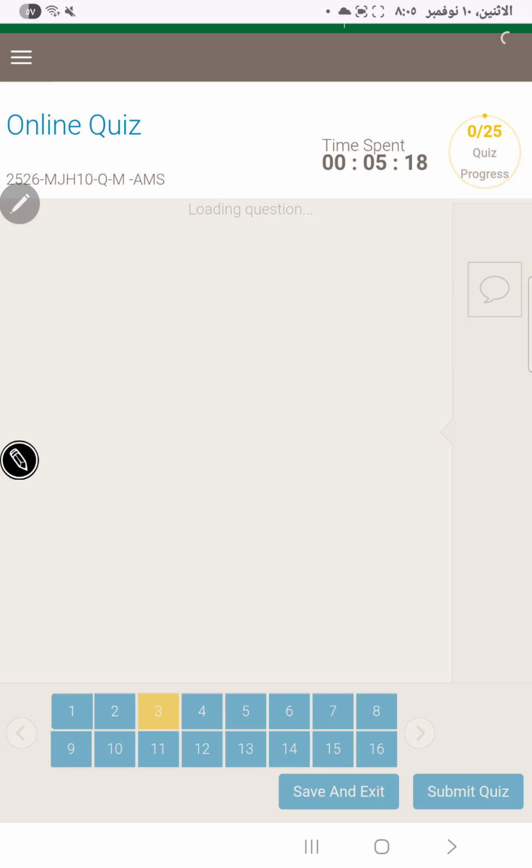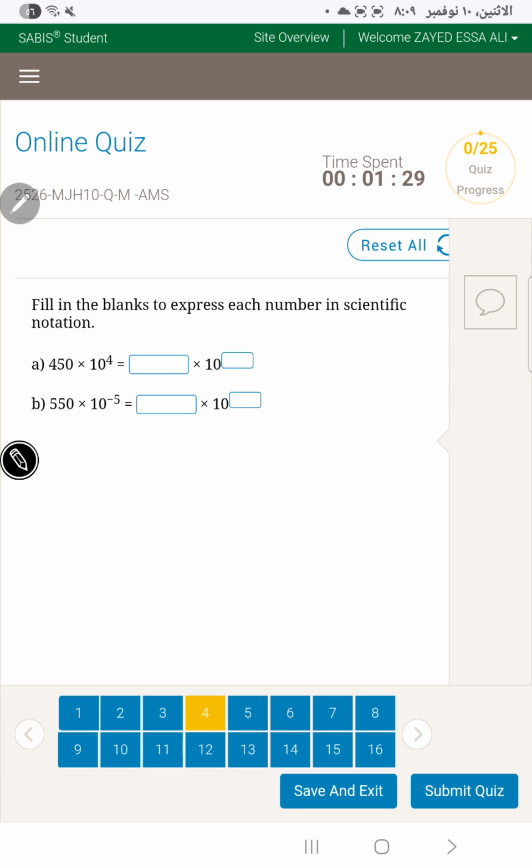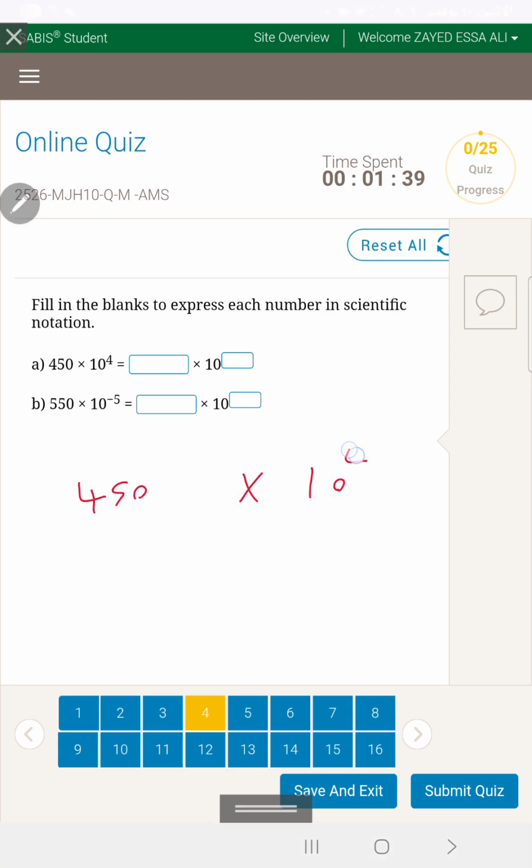Question number 4 now. Fill in the blanks to express each number in scientific notation. So let's start with the first one: 450 times 10 to the power of 4. In order for the decimal to be between 4 and 5, we have to divide by 100. But we also have to multiply by 100 in order for the question not to change. So here we get 4.50 times 10 to the power of 6. So we can write the answer 4.50 or 4.5 times 10 to the power of 6.